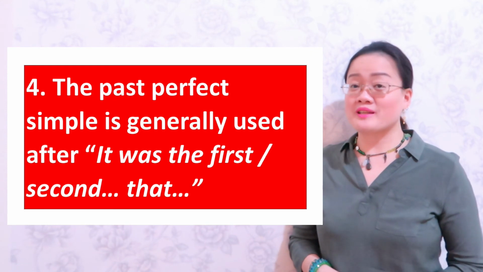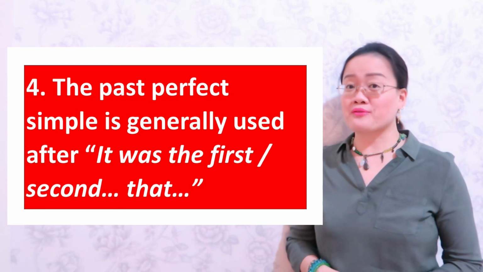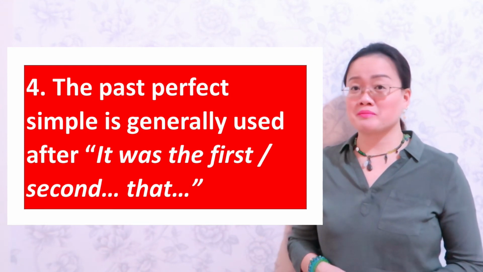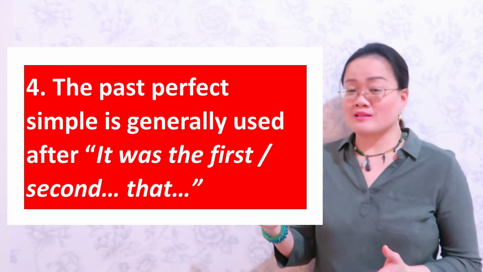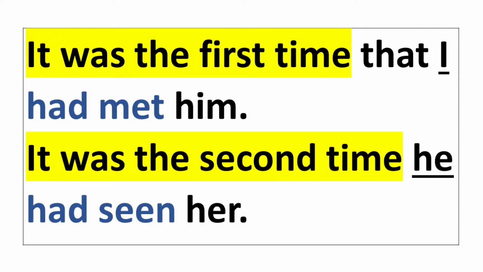We generally use the past perfect simple after it was the first, or maybe it was the second, or it was the third, that, and so on. For example, it was the first time that I had met him. Or, it was the second time he had seen her.